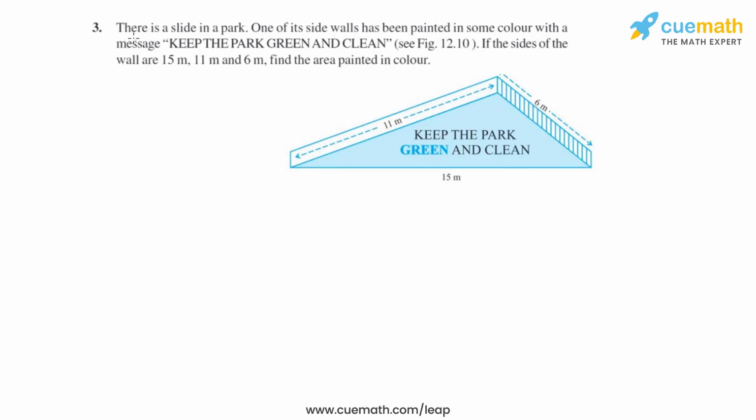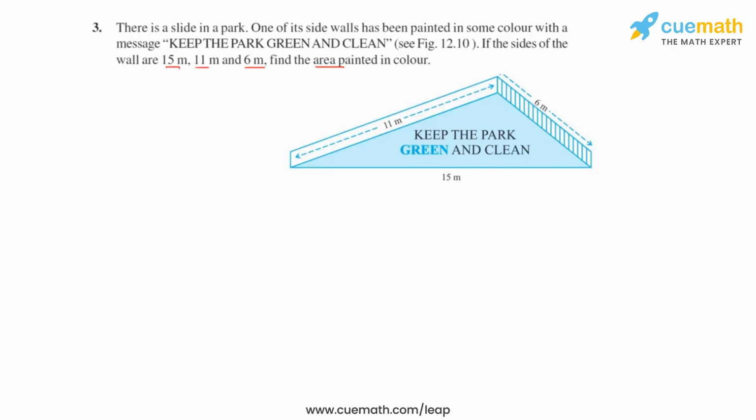Question number 3 says that there is a slide in a park. One of its side walls has been painted in some color with the message, "Keep the park green and clean." If the sides of the wall are 15 meter, 11 meter and 6 meter, we have to find the area which is painted in color.